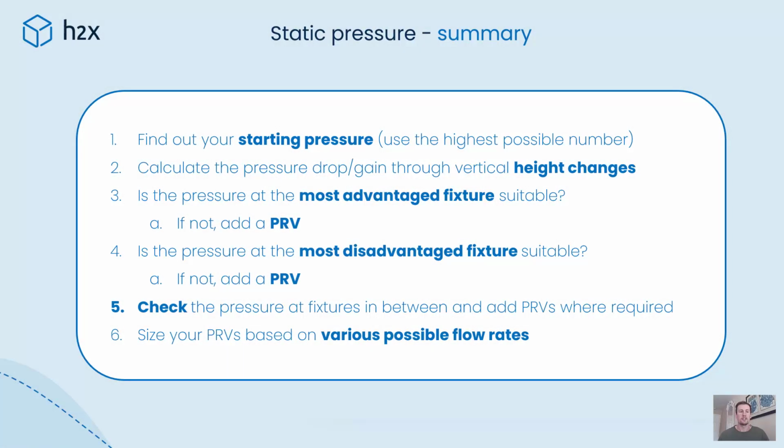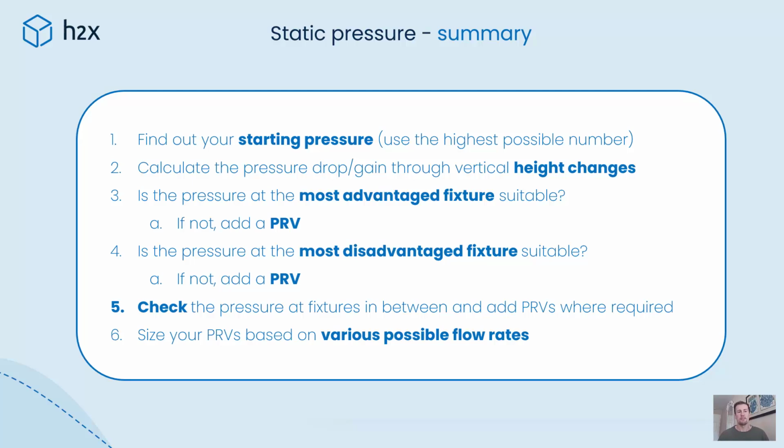To summarize everything and to act as a checklist for your next calculation, the steps that you'll need to follow are finding out your starting pressure, and remember to use the highest possible number here. Then you're going to calculate the pressure gain or the pressure drop through any vertical height changes. You're then going to want to check the pressure at your most advantaged fixture. Is it suitable? If it's not, you'll need to add a pressure reduction valve. And then you want to work your way towards the most disadvantaged fixture. Once again, check if the pressure is suitable, and if it isn't, add a pressure reduction valve.